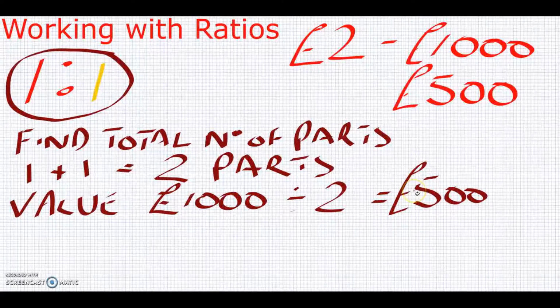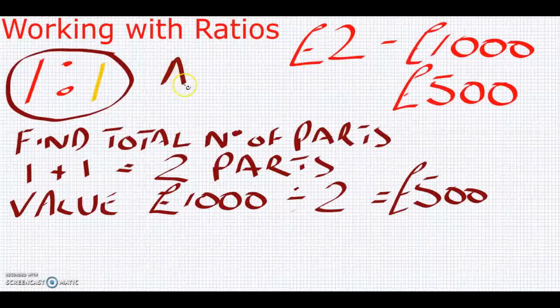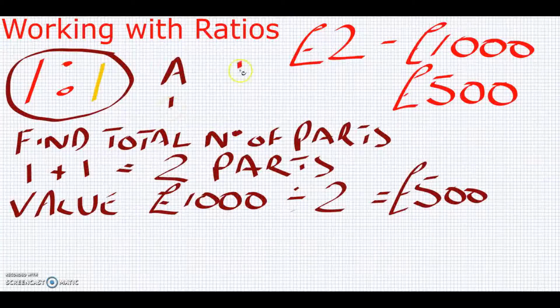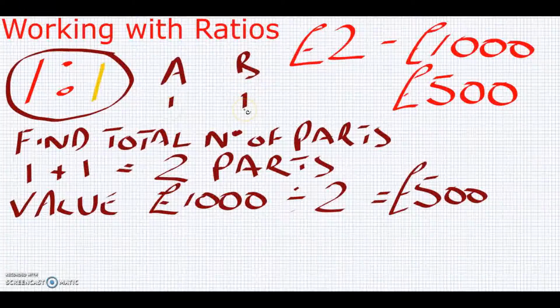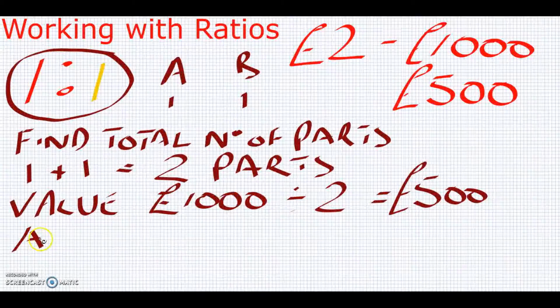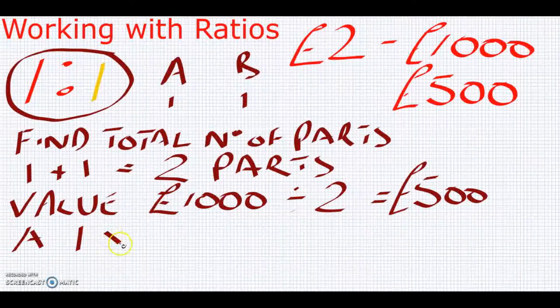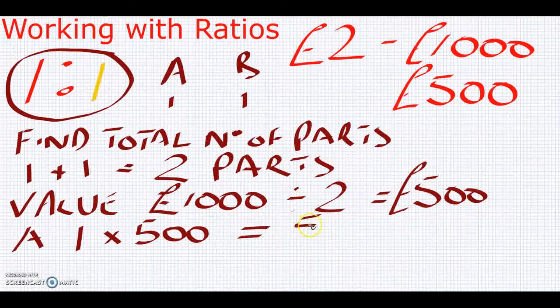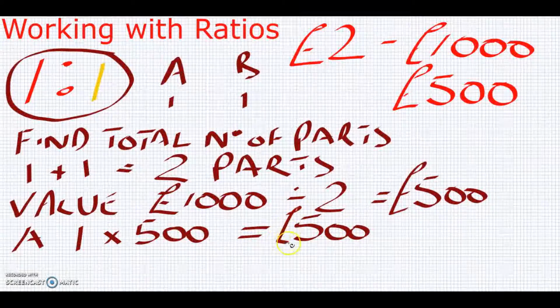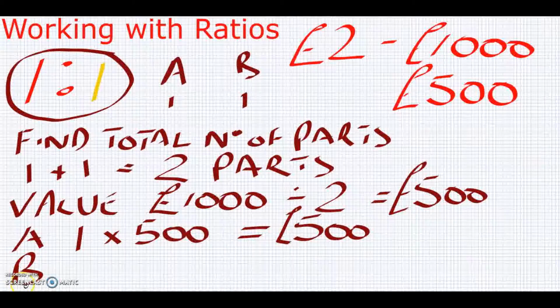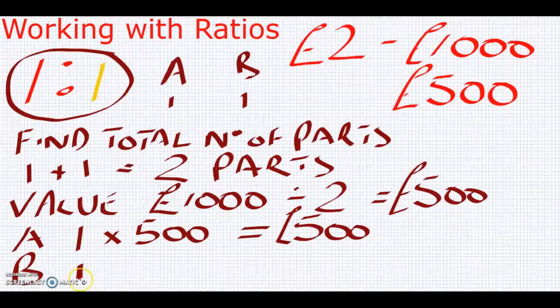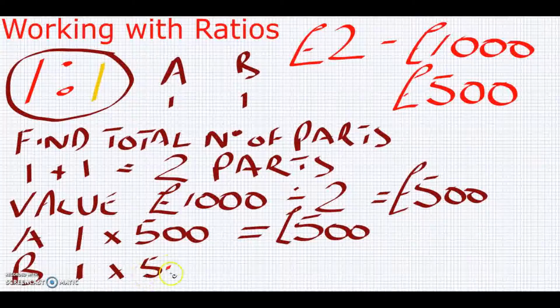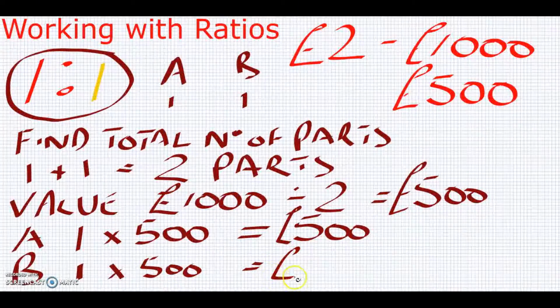And then we find out how much each person would get. Well, if we identified person A as putting in one part and person B as putting in the other part, then A would have 1 times 500, which is equal to £500. And person B would have 1 times 500, and again that is equal to £500.